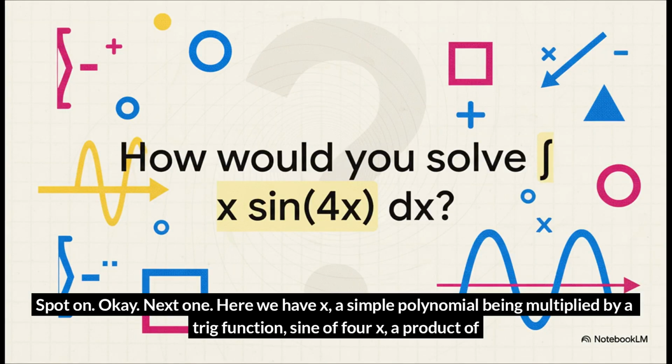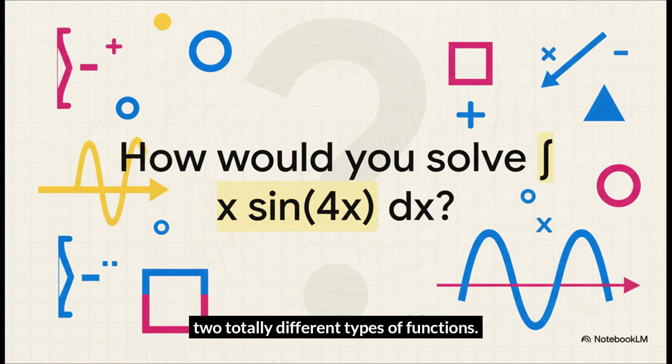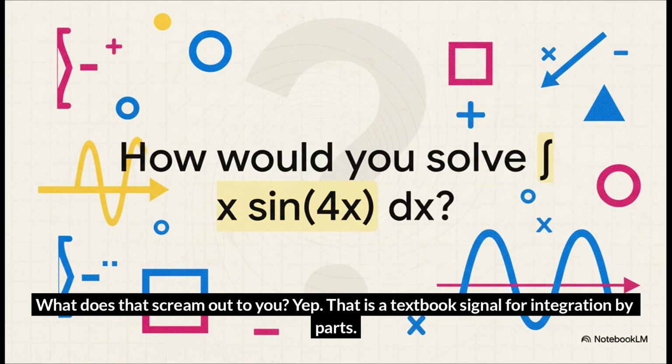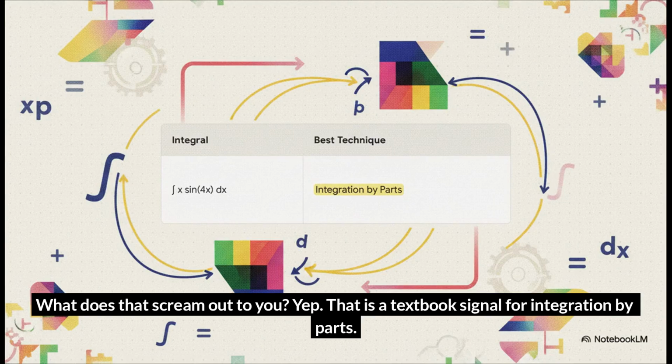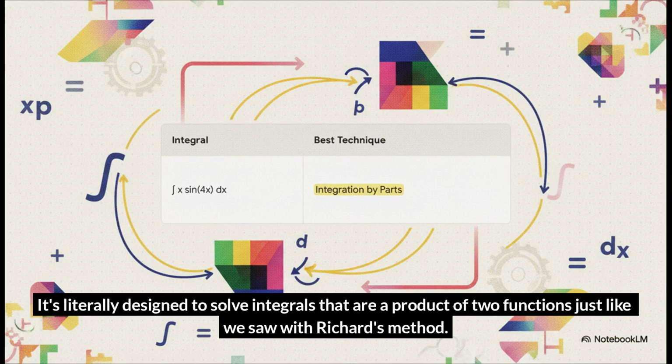Here we have x, a simple polynomial being multiplied by a trig function, sine of 4x, a product of two totally different types of functions. What does that scream out to you? Yep, that is a textbook signal for integration by parts. It's literally designed to solve integrals that are a product of two functions, just like we saw with Richard's method.